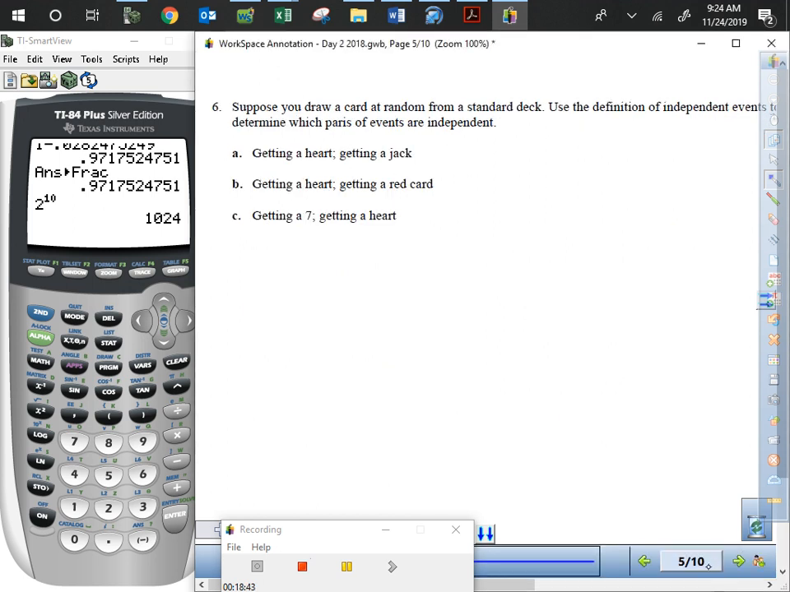This is another independent-dependent one. We're supposed to determine which of the pairs are independent and which would not be independent. So the first step is getting a heart, getting a jack. You're getting a heart and getting a jack. We're going to find the probability of A, probability of B. Getting a heart, 1 out of 4.